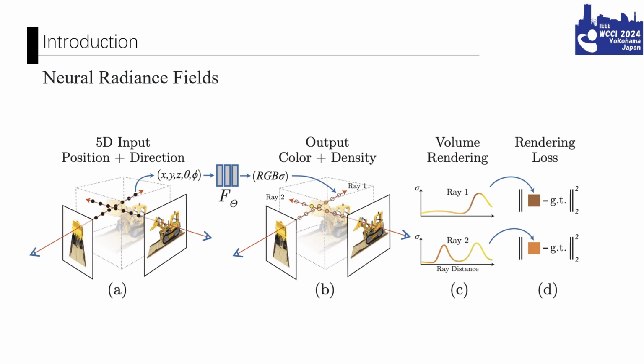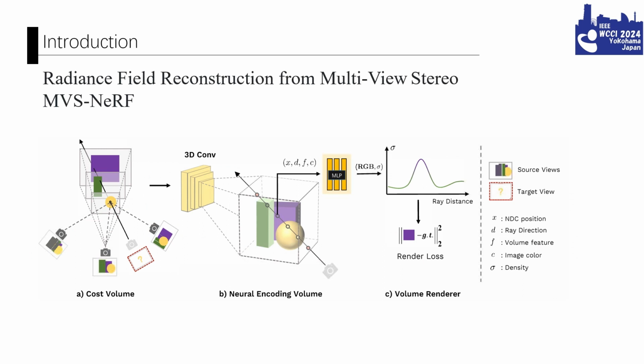However, the disadvantage of the original neural radiance fields is the lack of generalization. It can only perform test rendering on a single training scene, and cannot perform training and testing across scenes. To address this problem, NeIF proposed the idea of constructing cost volume.